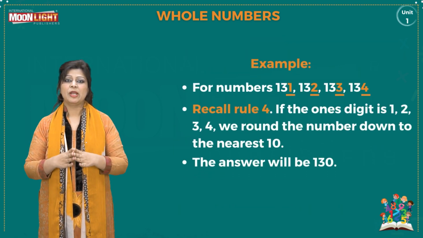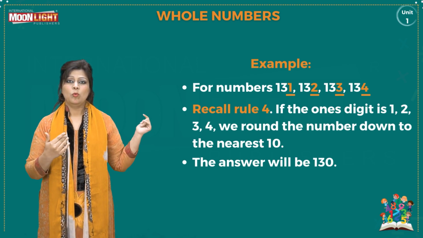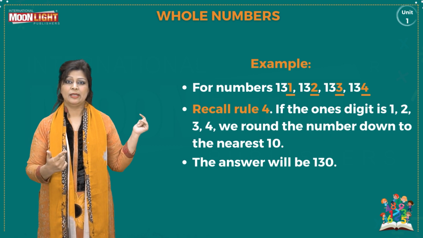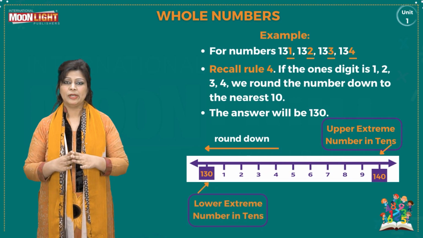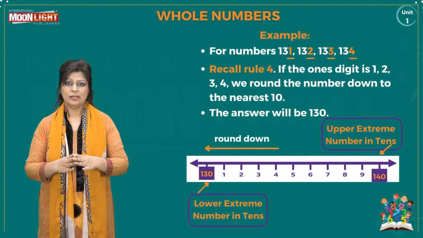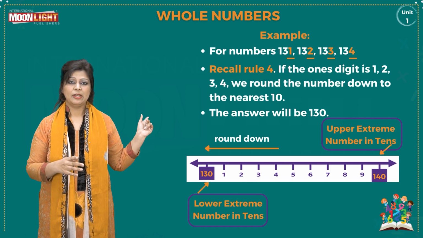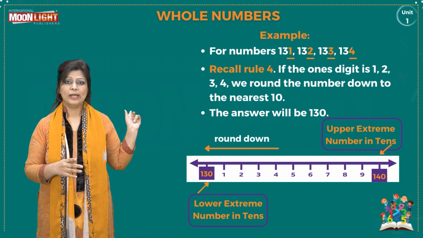Suppose for example, if we change the ones digit only to 1, 2 or 3, what will happen? If the number is 131, 132, 133 or 134, what will be the answer? Just check it out. For example, if the number is 134, we are going to locate it on the number line like this, and we are going to mark an arrow from that number to the lower extreme.